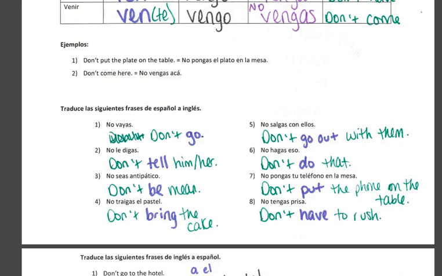So here's the rest of the key. No seas antipático is don't be mean. No traigas el pastel, don't bring the cake. No salgas con ellos, don't go out with them. No hagas eso, don't do that. No pongas tu teléfono en la mesa, don't put your phone on the table. And no tengas prisa, don't be in a hurry, or don't rush in English would work.